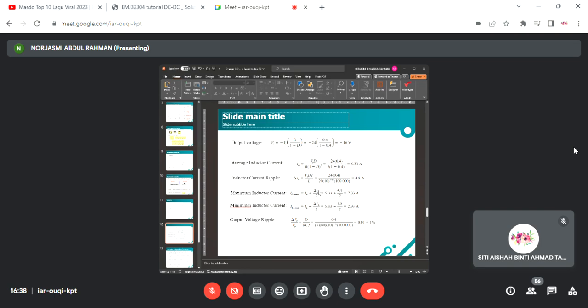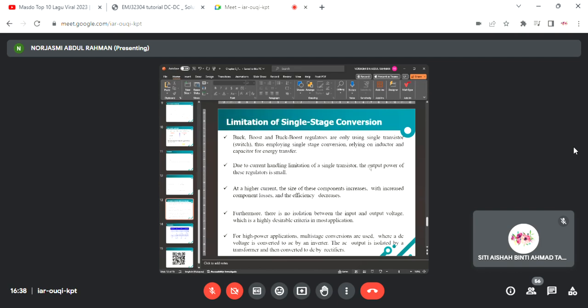And basically, if you vary the duty ratio here, then you will get the value for the output voltage to be either less than or more than the input voltage. Okay.